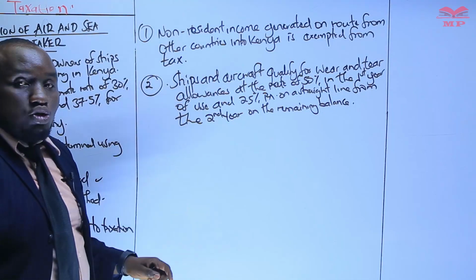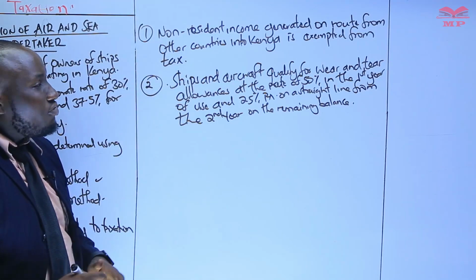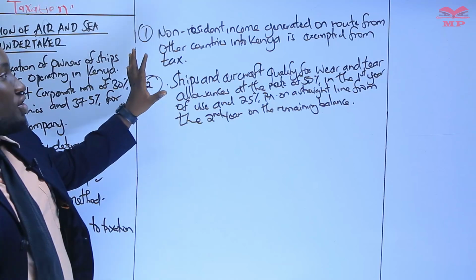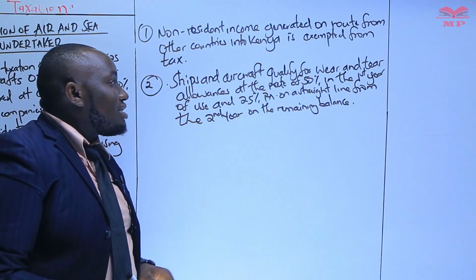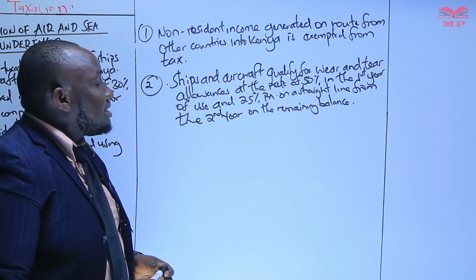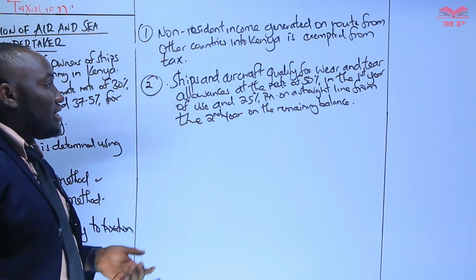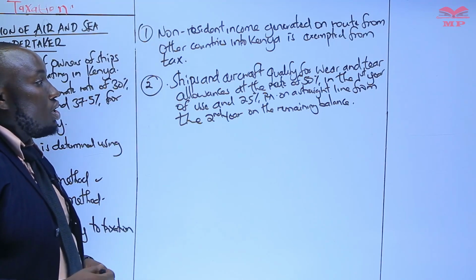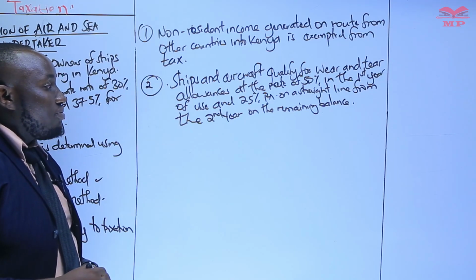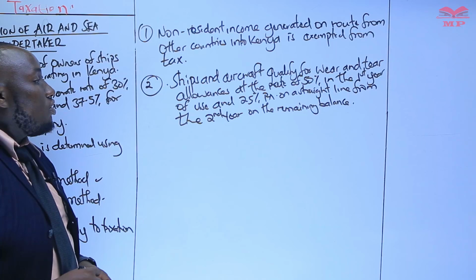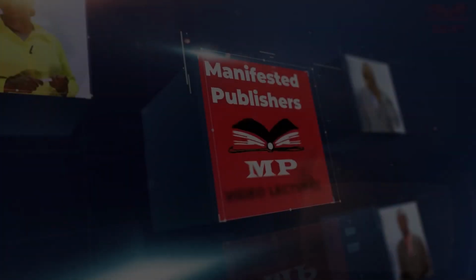Very important, because we understand allowable expenses and taxable income, but for the non-resident income generated en route from other countries into Kenya, that is exempted from tax. And ships and aircraft qualify for wear and tear allowance at the rate of 50% in the first year of use and 25% per annum on a straight line from the second year on the remaining balance.